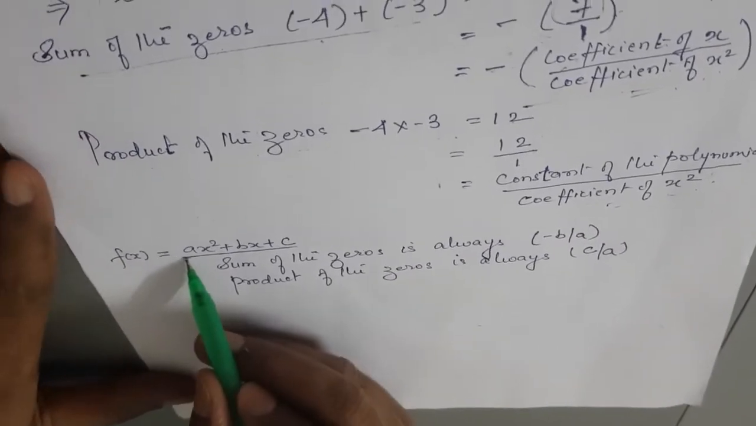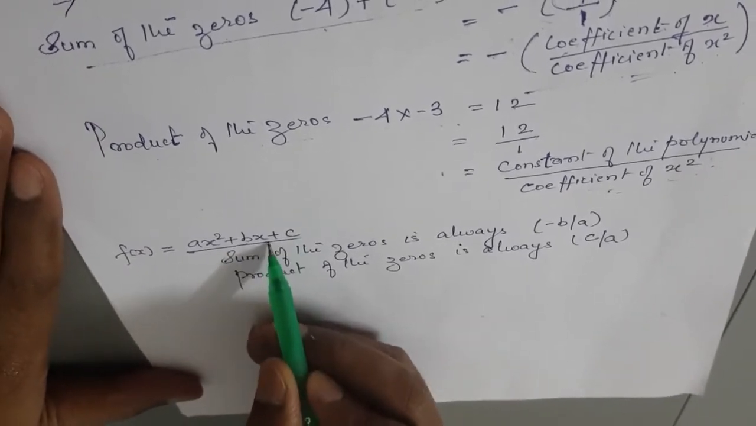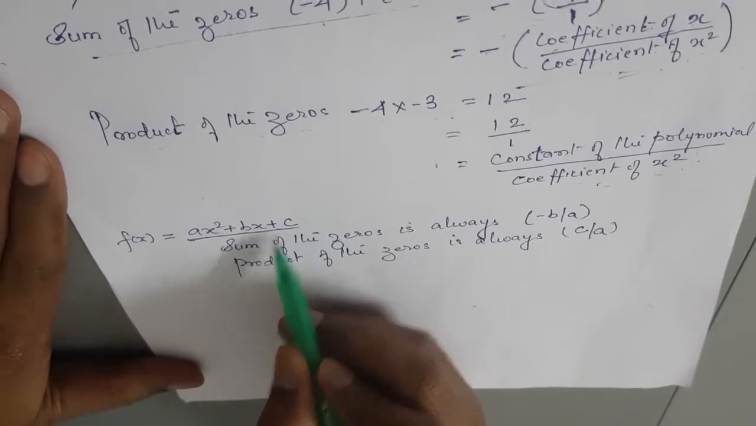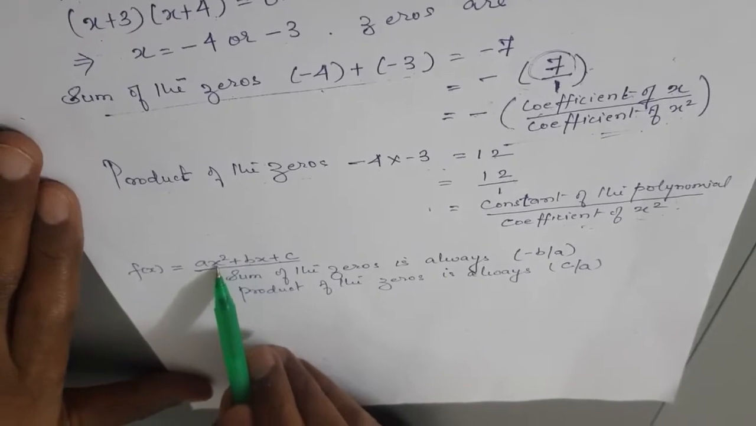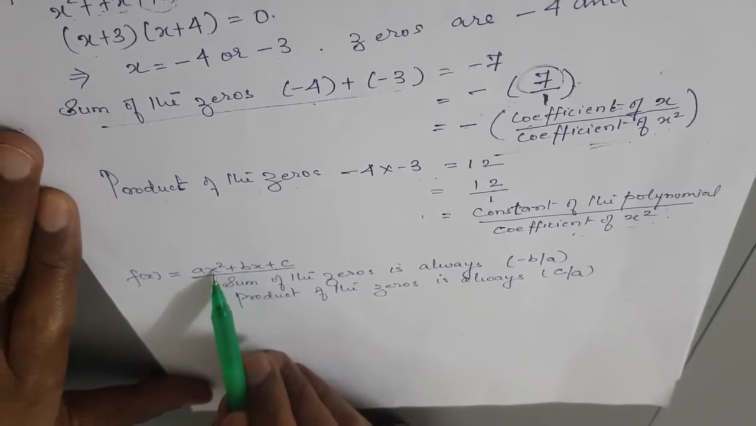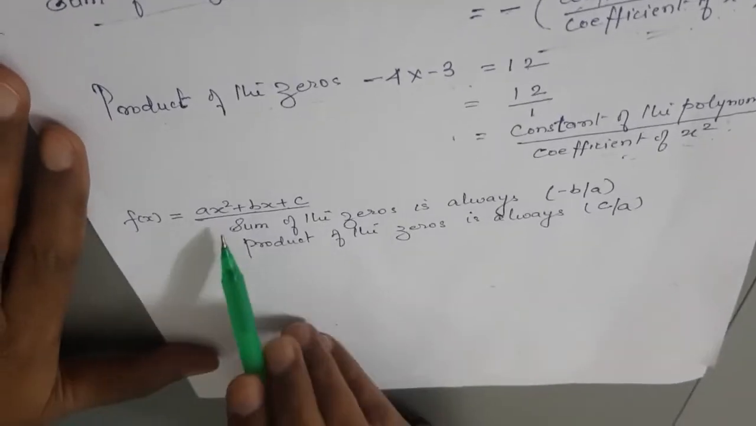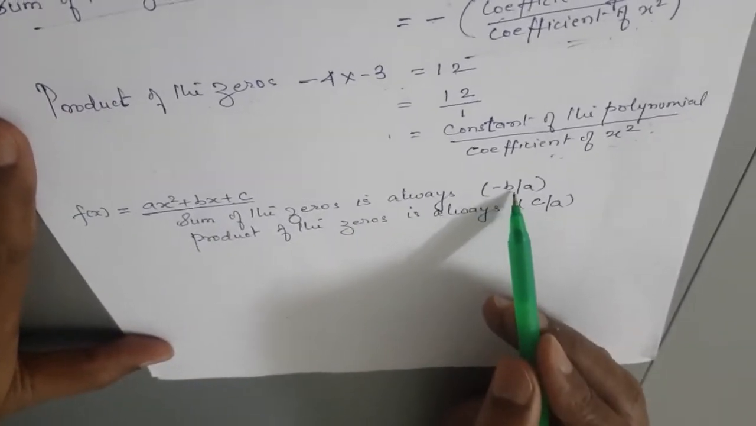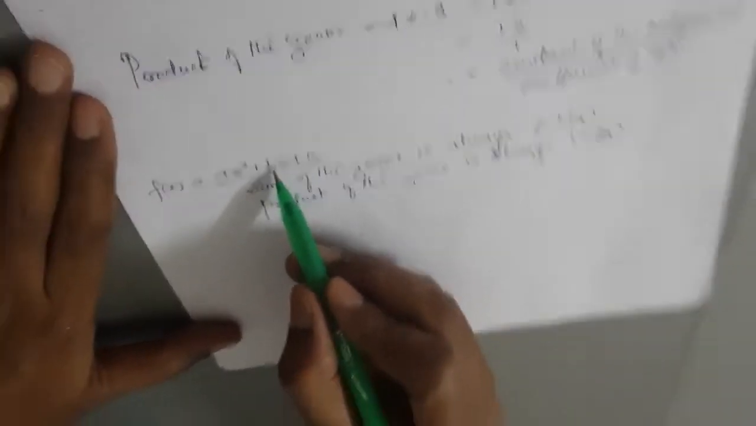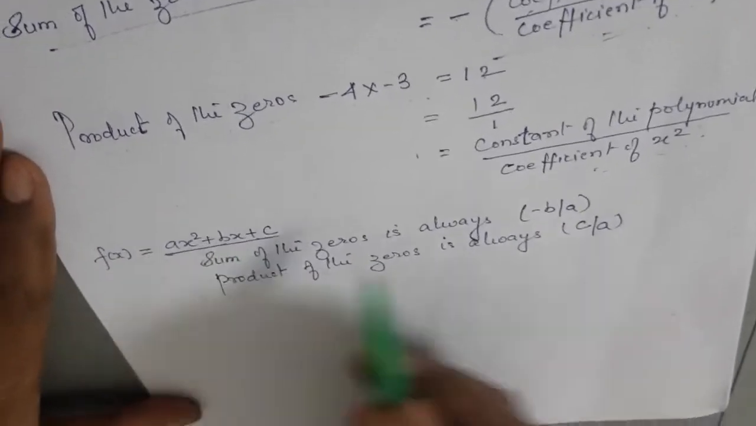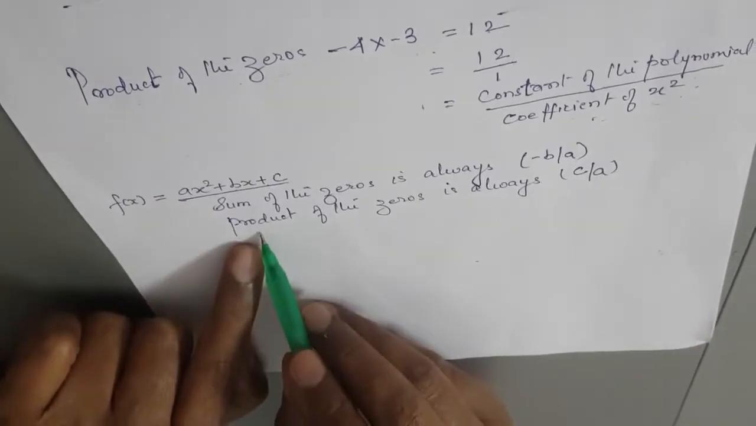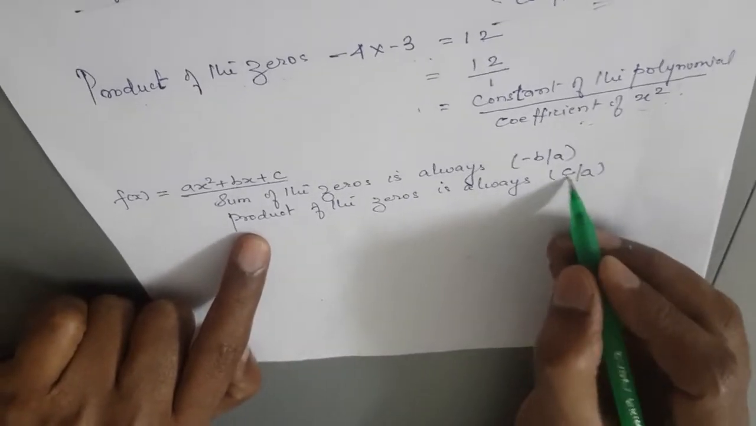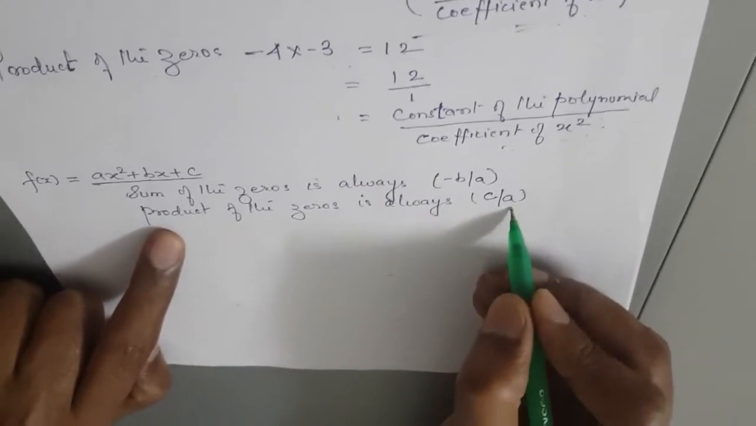Suppose f(x) is equal to ax square plus bx plus c, and what is this? This is the standard quadratic polynomial. So how will you correlate the coefficients of the polynomial and the zeros, right? So sum of the zeros is minus b by a. So minus b is what? B is the coefficient of x, and it is a negative factor, right? So minus b upon a is what? The coefficient of x square. Similarly, the product of the zeros is always c by a. C remains the constant and a is the coefficient of x square.